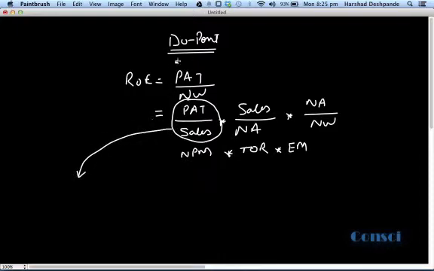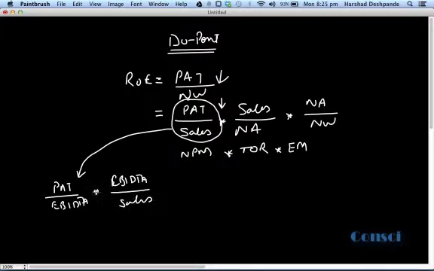Now let us say, for the sake of discussion, let us consider over a period of time you identify ROE of a company is going down, and one of the reasons you identify is its PAT upon sales ratio is going down. To further understand why this ratio is going down, you can break up this ratio further into other two ratios like PAT upon EBITDA into EBITDA upon sales. Now you identify this ratio is going down.